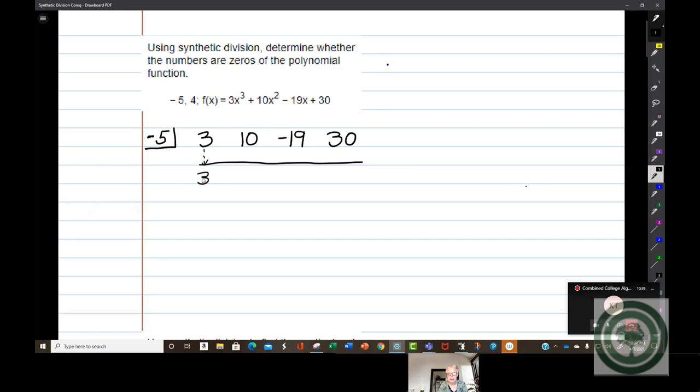Once you've done that, you take this number and you multiply it by the number in the backwards L, your test number. 3 × -5, that's -15. I put it underneath the 10, the next number. And then I add vertically, 10 + -15 = -5. Now I take the -5 and I multiply it by the -5 and I get +25. Put it underneath the -19. And then I add vertically, -19 + 25 = 6.